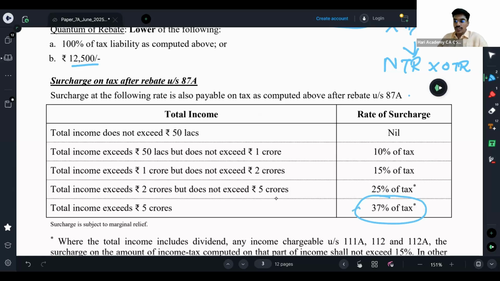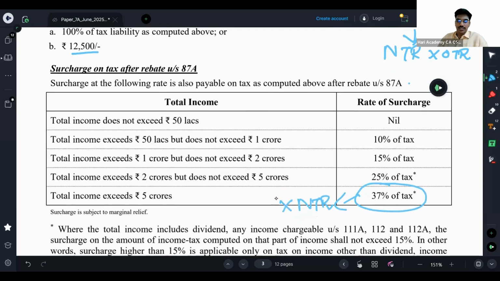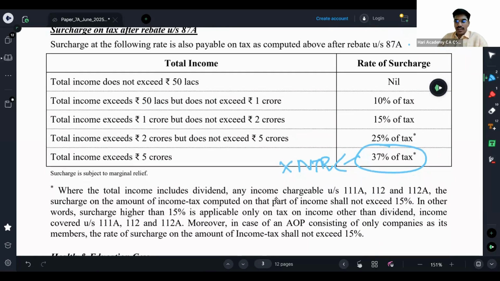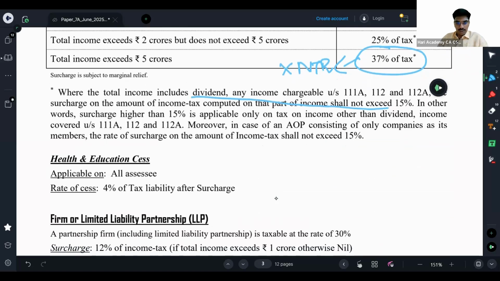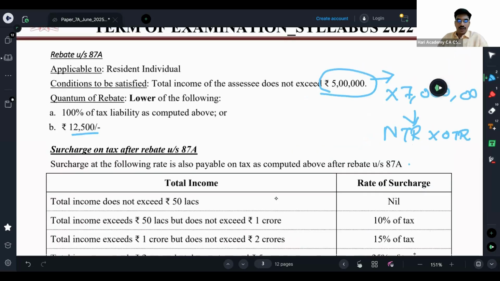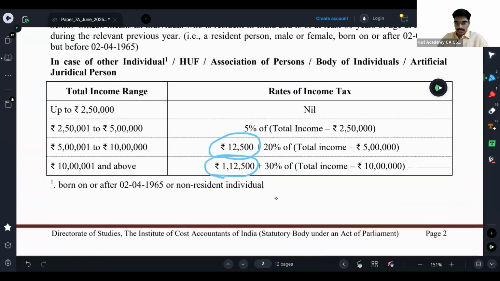This is only for the old tax regime, and it is not there for the new tax regime. Here also there's the same 15% cap on dividend, and all other 111A, 112 and 112A is applicable. Okay. Here also the rate of health and education cess is going to be 4%. This is for normal citizen.